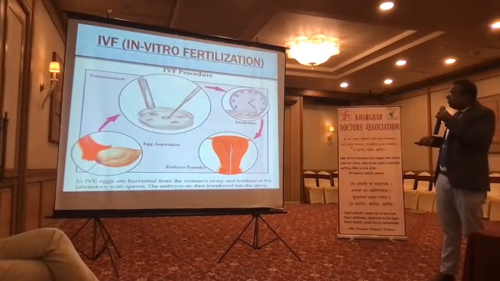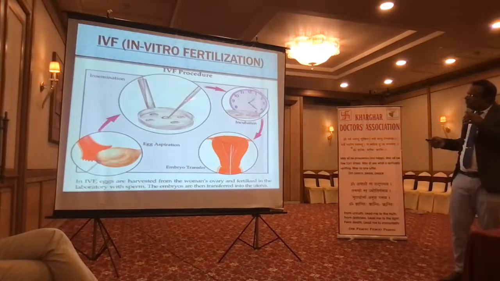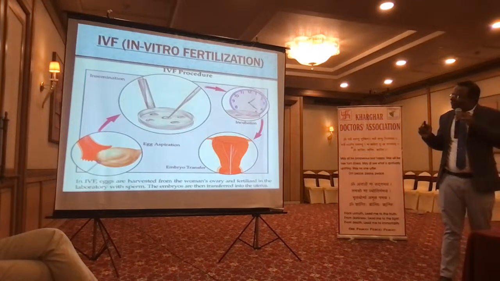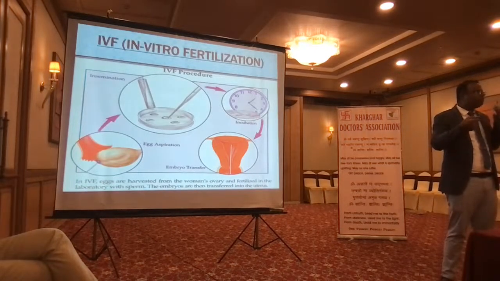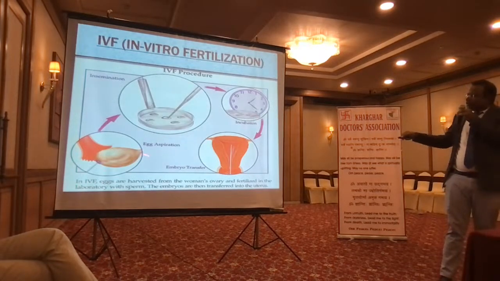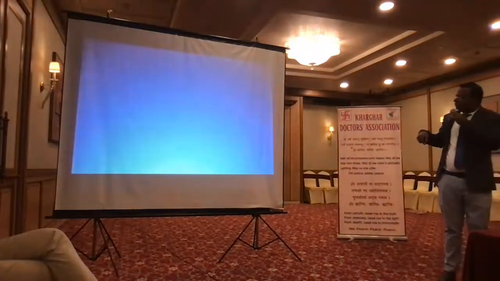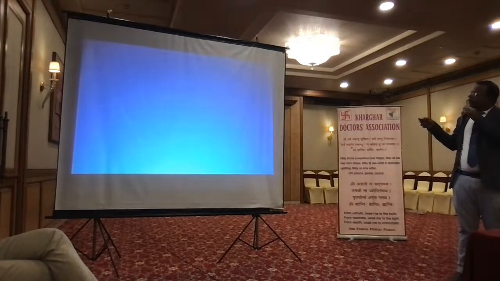So, coming to the IVF. In IVF, what do we do? IVF looks very simple: giving the injections, retrieving the eggs, making embryos, and transferring them. So injections, then getting the eggs and transferring the embryos. Next slide. So this is a very beautiful video, so that we can understand the procedure well.